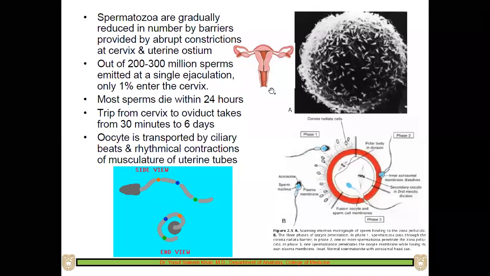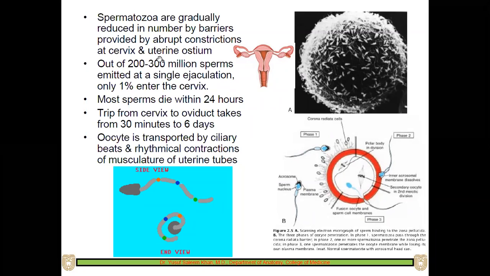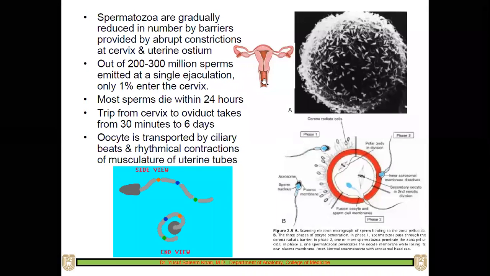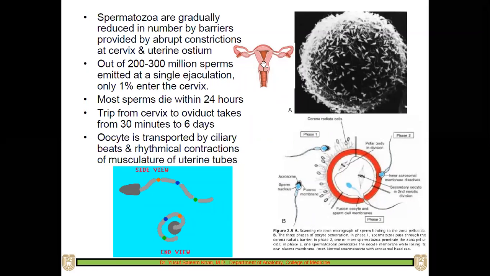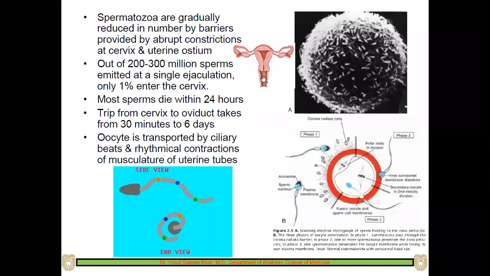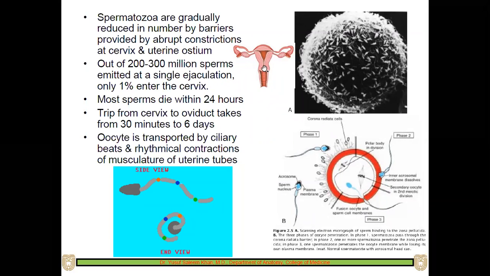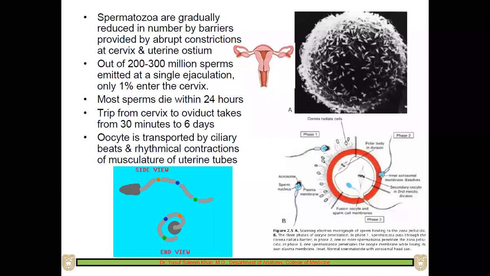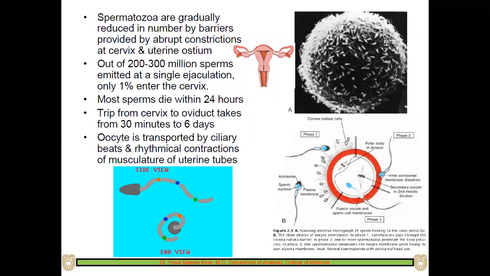Okay, so out of the millions of sperms which are poured inside, out of the 200 to 300 million sperms emitted at a single ejaculation, only 1% enter the cervix. So from the vagina up to the cervix, only 1% will reach the cervix. In the vagina, if there are 200 to 300 million, only 2 to 3 million can reach the cervix. So there is the first barrier which will prevent the sperms from moving.